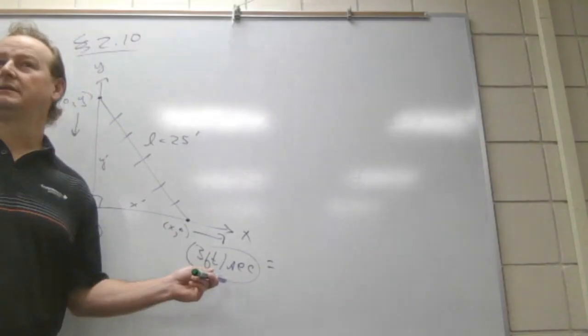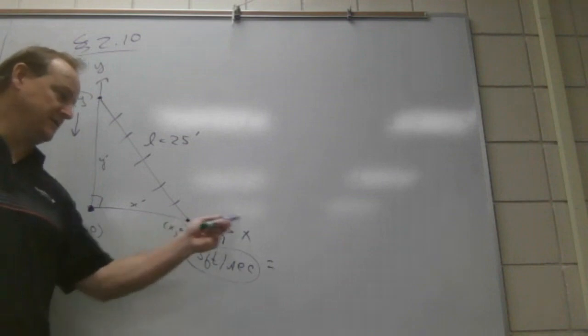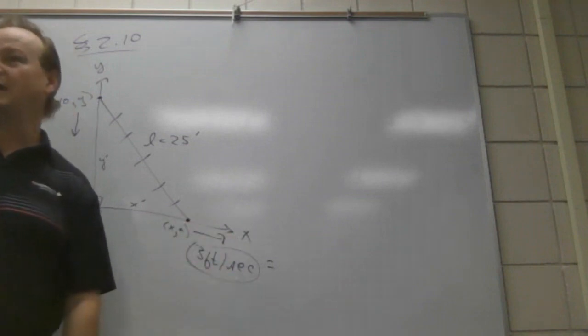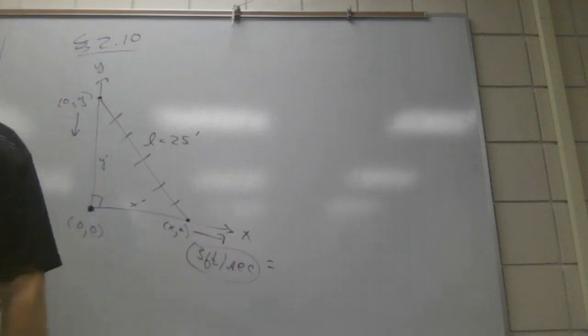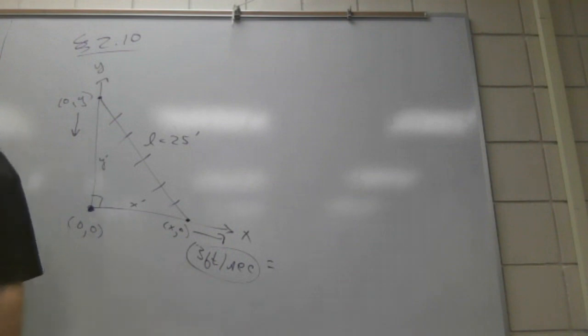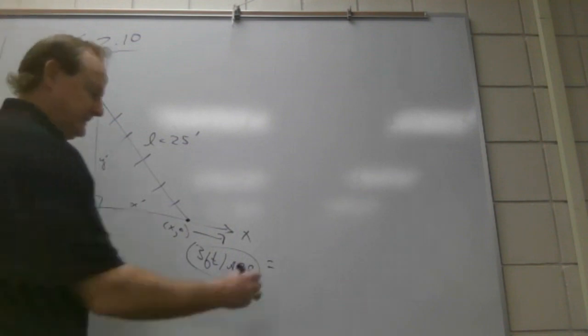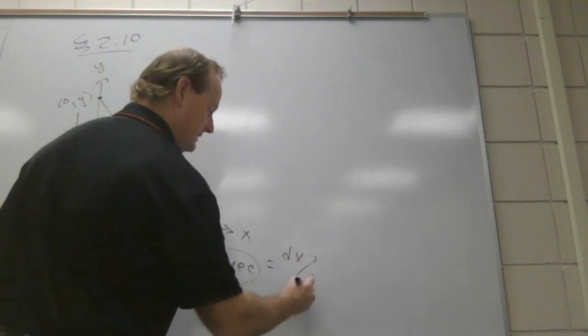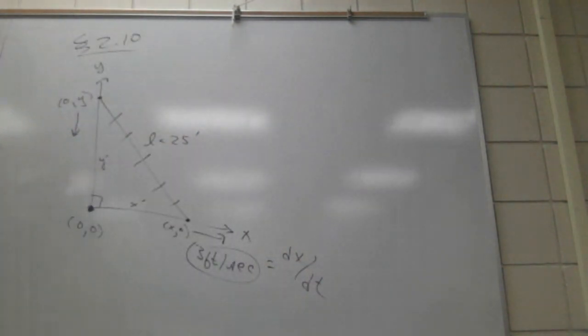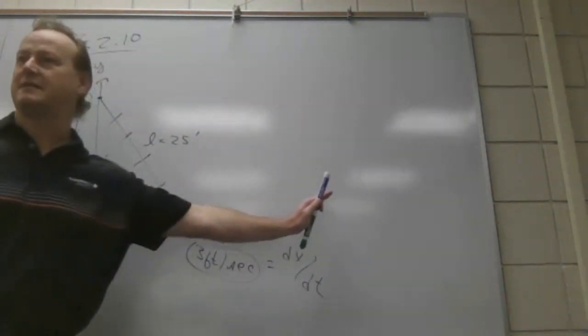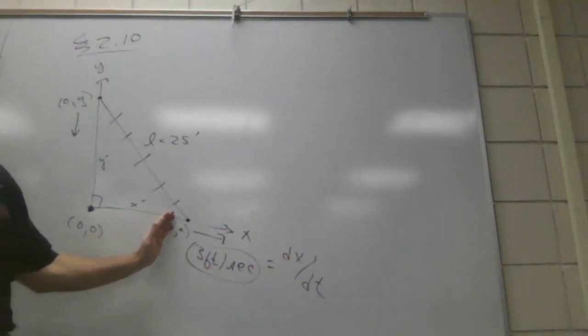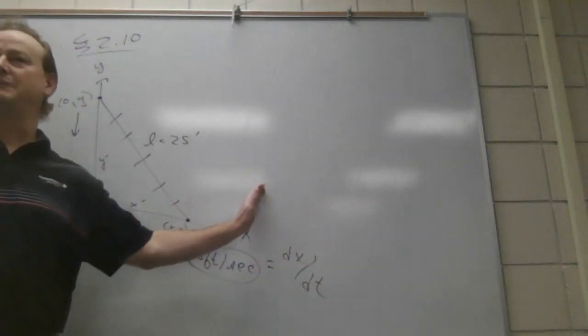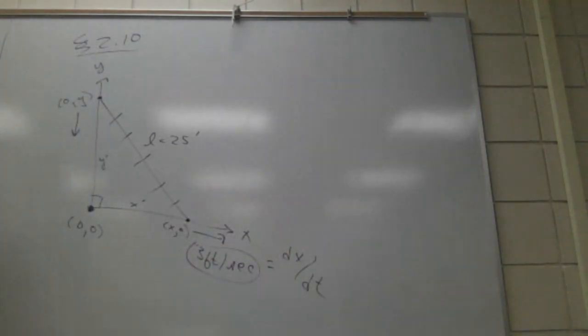Isn't this a rate of change? It's the change in your x distance with respect to time, right? So what would I label this as? dx/dt, right? Wouldn't that be dx/dt? The change in your x distance with respect to time. So after 1 second, it's going to be 3 feet further to the right. After 2 seconds, it's going to be 6 feet further to the right. Does that make sense? So it's dx/dt.